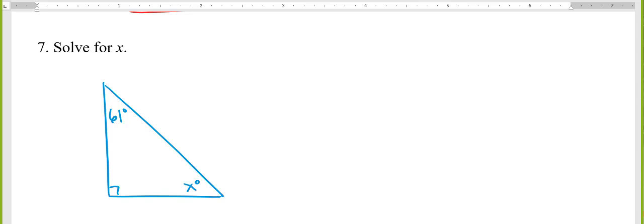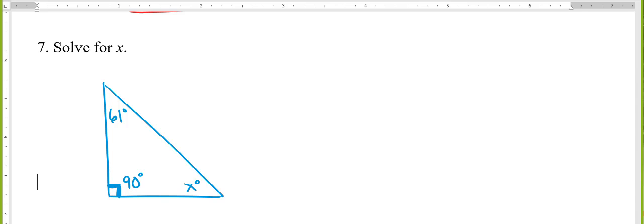For number 7, I have a little symbol down here. What does it mean? How big is this angle down here at the bottom? 90 degrees. 90, good. So I'm going to remind myself that's 90. So my equation, Natalia, what do you get?